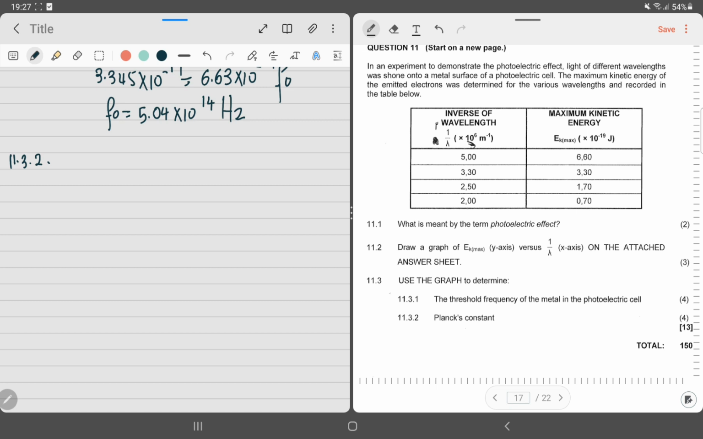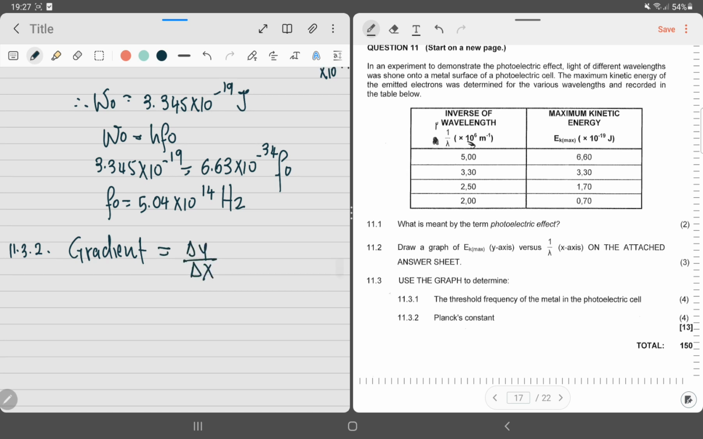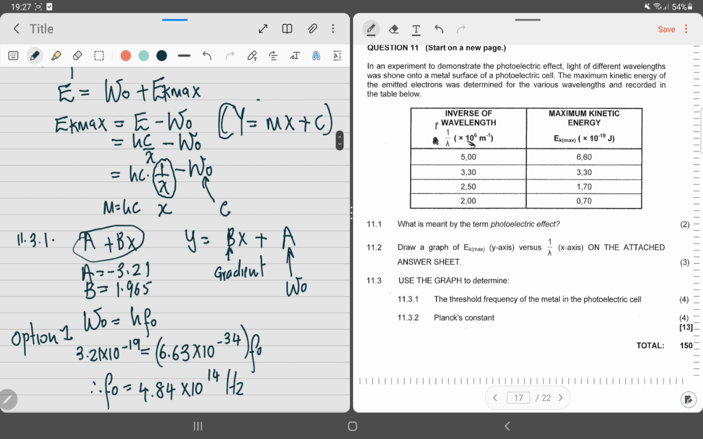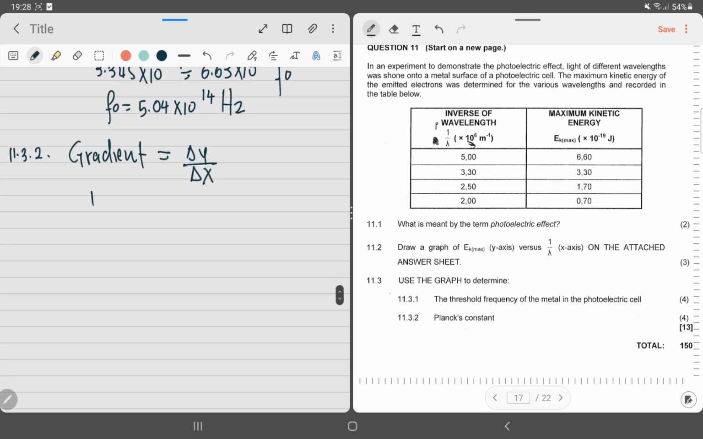So 11.3.2. Use the graph to determine Planck's constant. Okay. We know that gradient should be equal to change in y over change in x. And the reason why I'm doing this is because we've already established that, you see, Planck's constant is part of the gradient. So I know that the gradient must be hc. And then this is going to be change in EK max over change in the inverse.